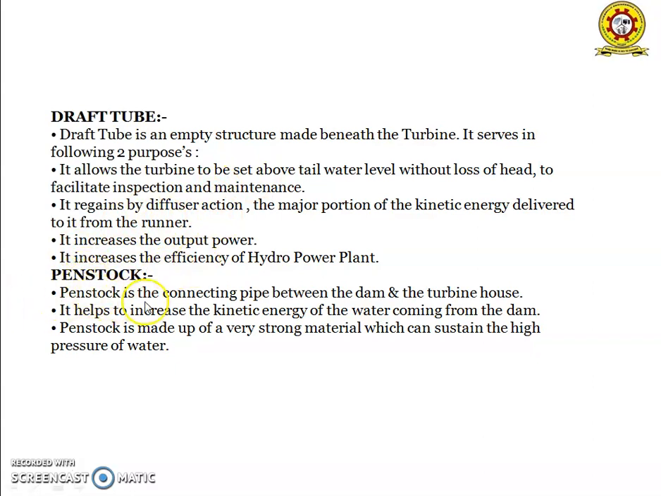Next, the penstock. The penstock is the connecting pipe between the dam and the turbine house. It helps to increase the kinetic energy of the water coming from the dam. The penstock is made of very strong material which sustains the high pressure of the water. And the power output of a hydroelectric power plant depends upon three factors: head, efficiency and discharge.